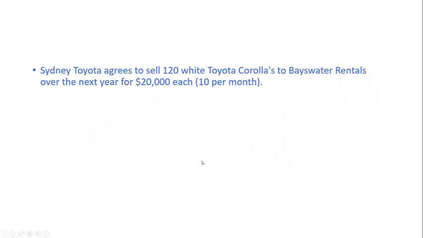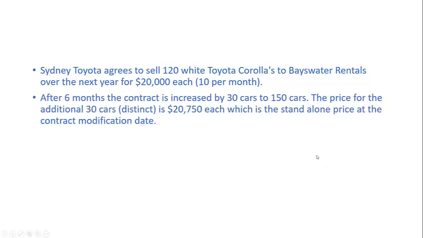The best way of thinking about how the standard addresses this is to think about a simple example, and I'm going to focus on a company here, Sydney Toyota, and they've entered into a contract to sell 120 white Toyota Corollas to Bayswater Rentals at $20,000 each. This is 10 cars per month for 12 months. That's our initial contract, or our first contract.